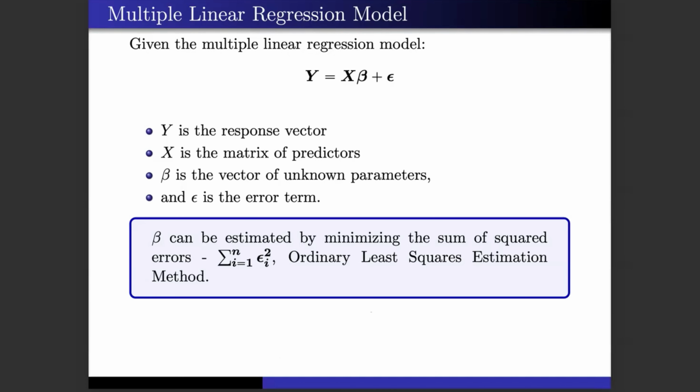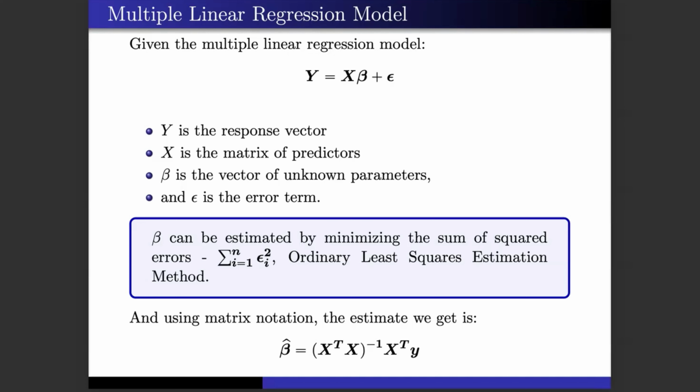In the last video, we saw that we can estimate beta by minimizing the sum of squared errors, and this method is known as ordinary least squares estimation. And using matrix notation, the estimate we get is beta hat equals (X transpose X) whole inverse X transpose Y. Now comes the important question. Is this estimate a good estimate of beta? So now we're going to prove that it is unbiased and also find the variance of this estimate beta hat.